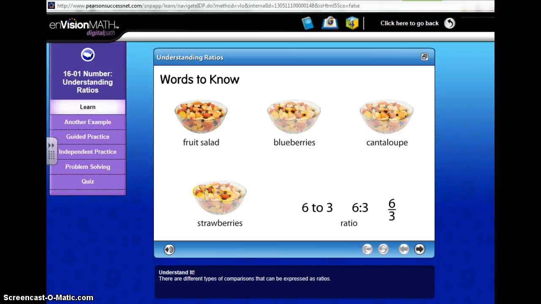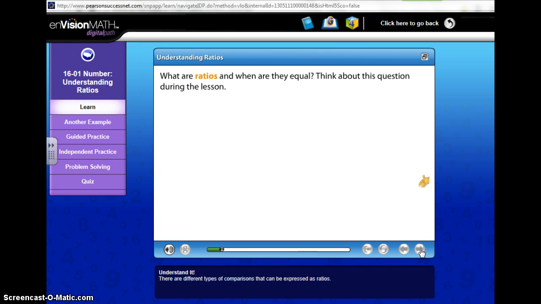Okay, today's lesson is on understanding ratios. How many of you have ever heard of the word ratio? Nobody? Well, ratios are going to feel to you similar to fractions, but they're not really a fraction. There are three different ways to write a ratio. You can write it with the word to, you can write it with a colon between it, or you can write it with a bar, just like a fraction.